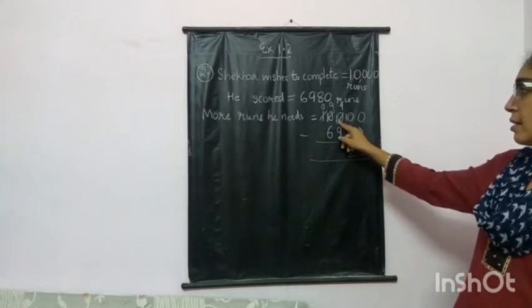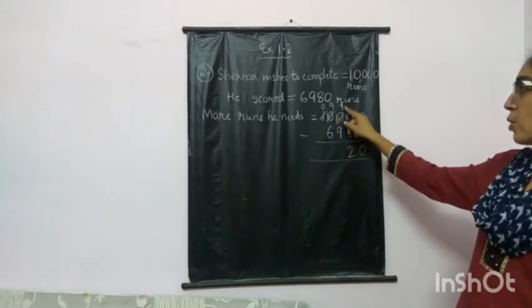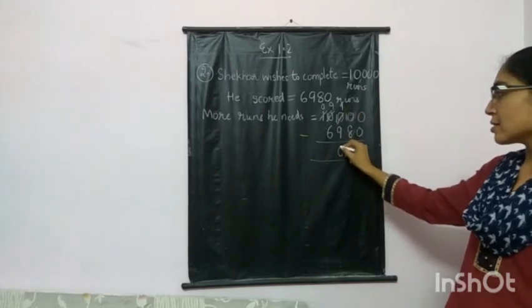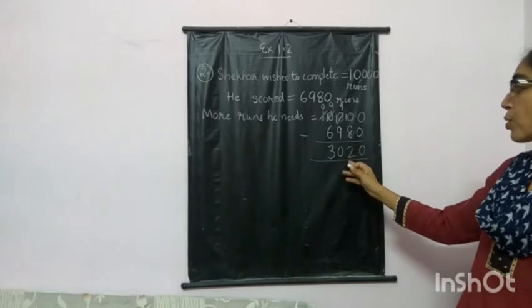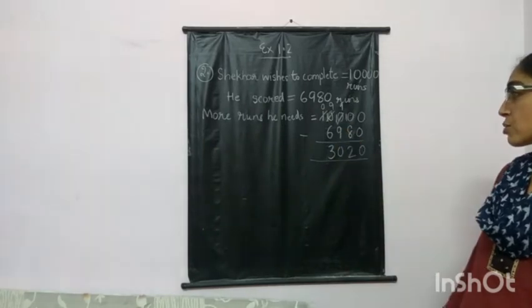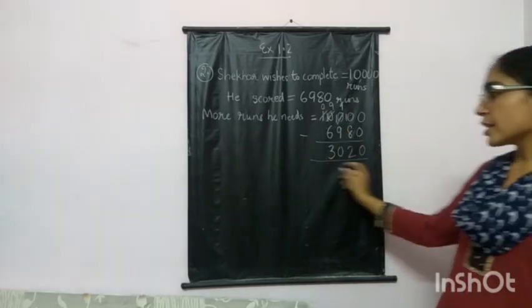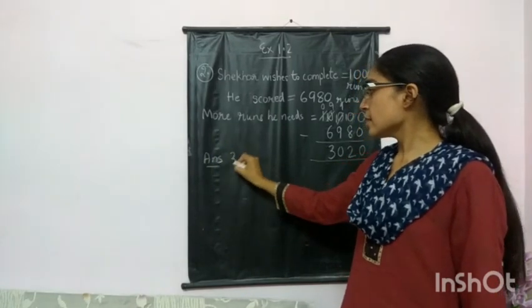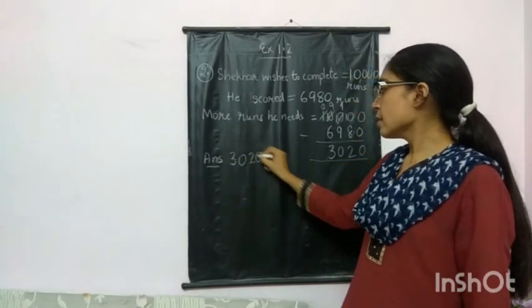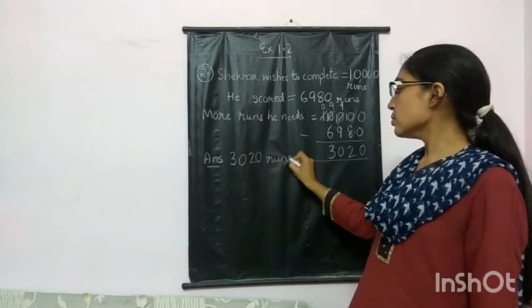It was 10 when it borrowed from here, but now 9 is left. 9 minus 9 is 0. 9 minus 6 is 3. So how much more runs Shekhar needs to score? 3020 runs. So our answer is 3020 runs we need to score.